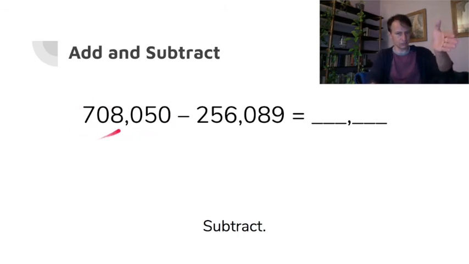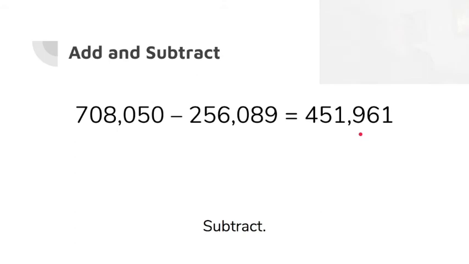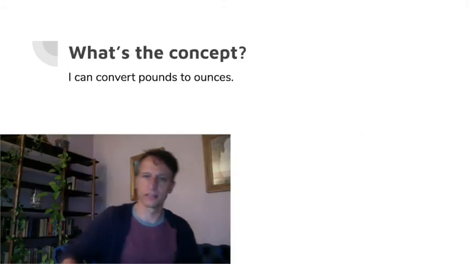And see, again, just read this as a standalone number. 708,050. Notice there's no and in here. Sometimes you hear people insert two ands here. There's no ands here to read it properly. 708,050 minus 256,089. Excellent. You should get 451,961. Lovely. Now let's get into the juice.